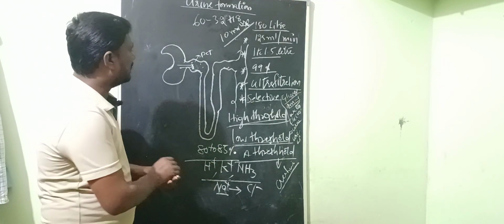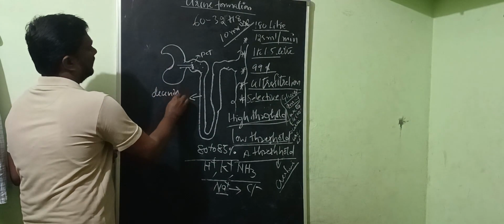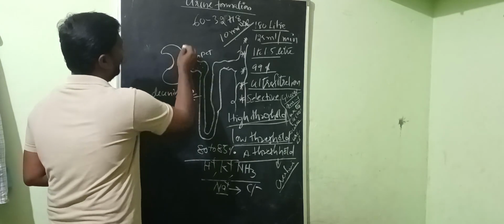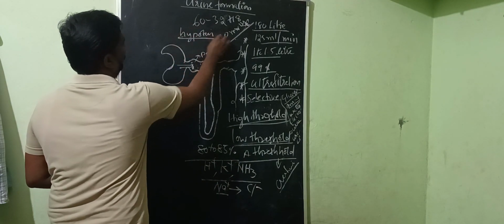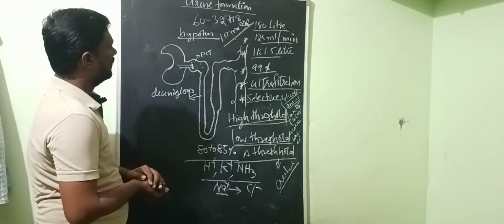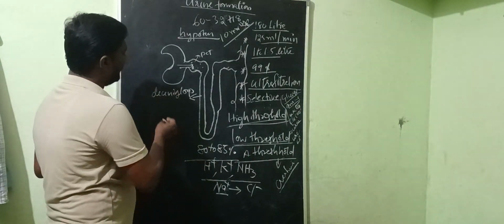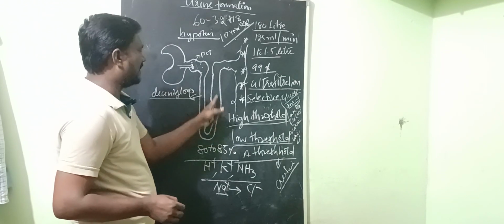Next one is the descending loop. After glomerular filtration, the primary urine is a hypotonic solution. Here, this is the descending loop, and this is the ascending loop.